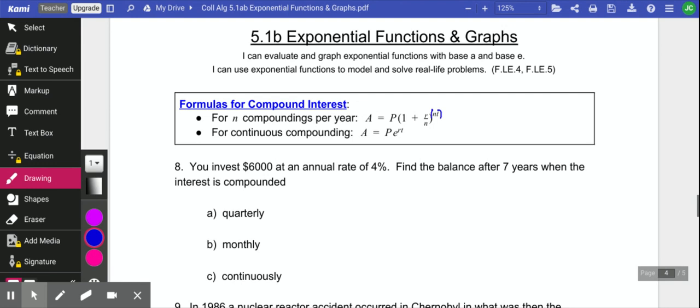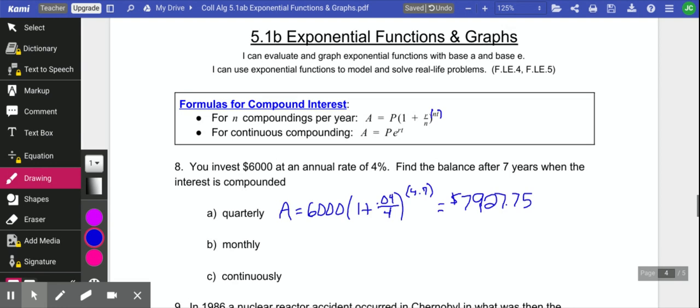So first, we are compounding interest quarterly. So that's going to be that first formula. The amount that we have is our principal, which is $6,000. Our rate is 4%. Make sure you write it as 0.04, otherwise you're going to get ridiculous answers. Quarterly means 4 times per year. And 4 times, we're going to leave it there for 7 years. So that is exactly what you're putting in your calculator. You can put it in exactly how it appears with the parentheses, and you should get $7,927.75. Always round these to the nearest cent.